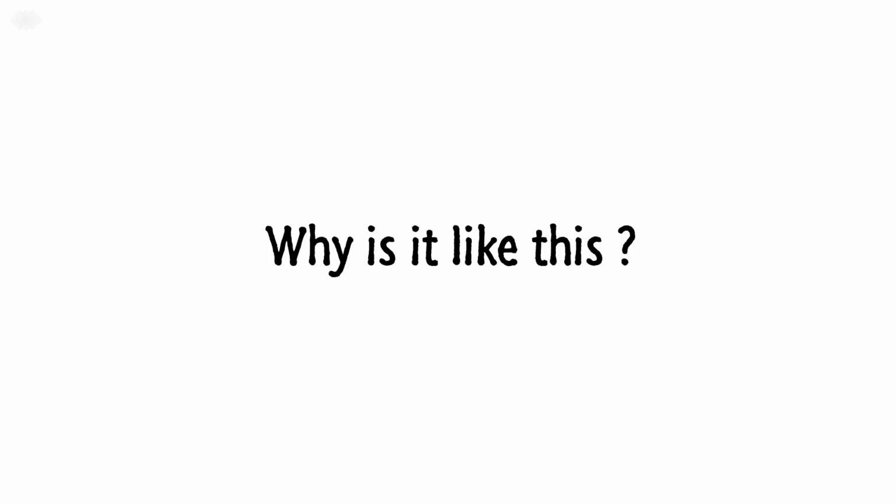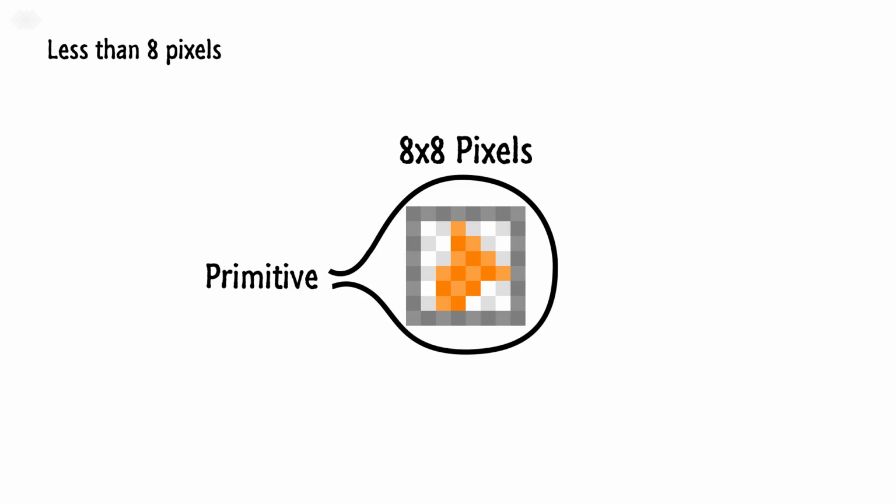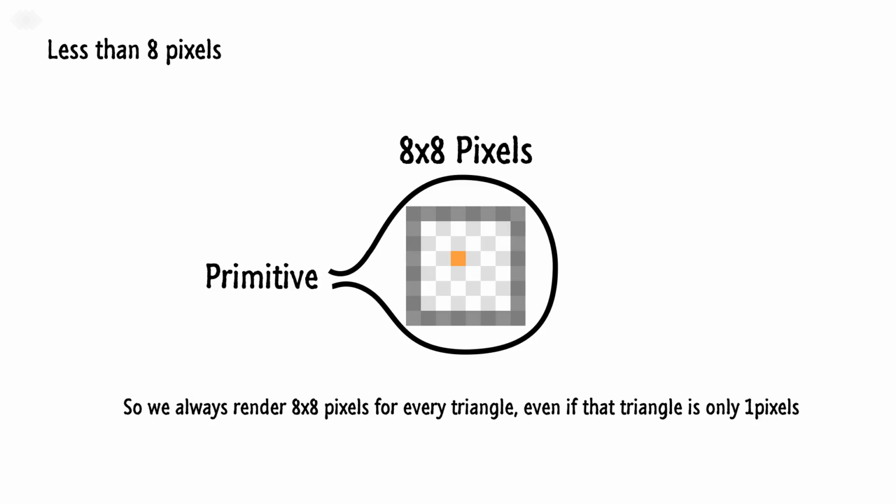So why is it like this? Well, let's look at certain clear examples. If a triangle is less than 8 pixels, we can see we have an issue. Each triangle processed is turned into a block of 8 by 8 pixels, called a primitive. If a triangle is really small, we still create a block of 8 by 8 pixels. In this example, we're wasting 63 pixels and only rendering 1. This is bad for performance.